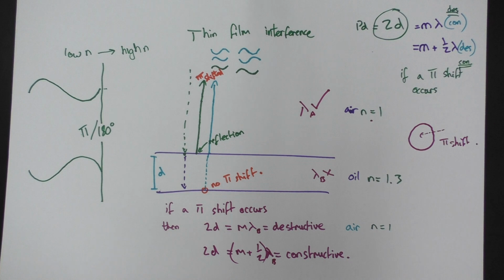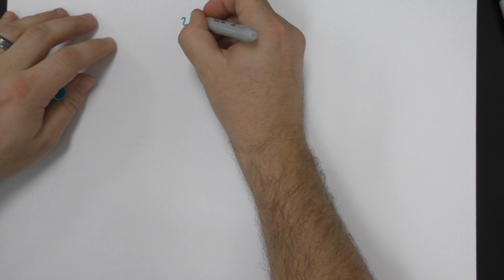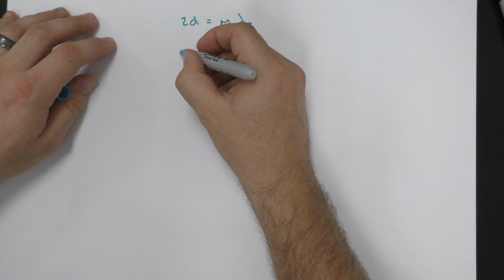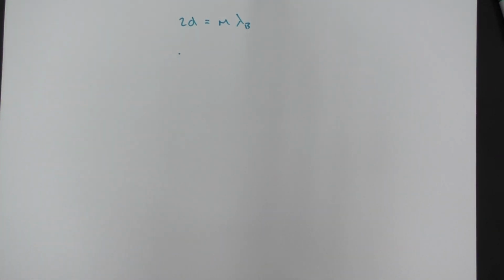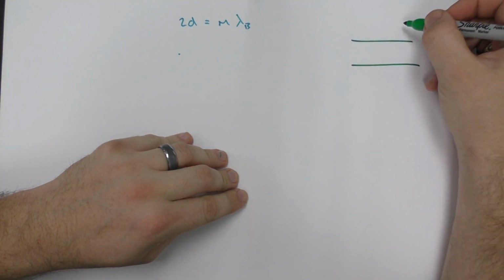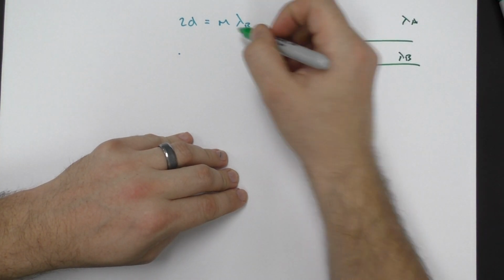So like I said, there's a bit of a problem in the fact that we cannot accept this one right here. It might be something slightly different. So let's have a look and see if we can explain that out. We've already written those equations as 2d equals m lambda b, and we'll actually stick with this equation. We'll do the destructive one or the constructive based on a pi shift in a second. So we want to rewrite this equation in terms of the lambda outside of the thin film, not inside.